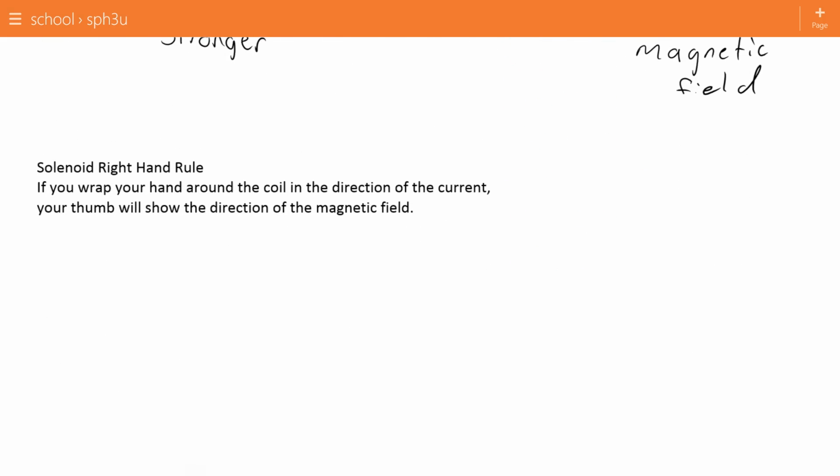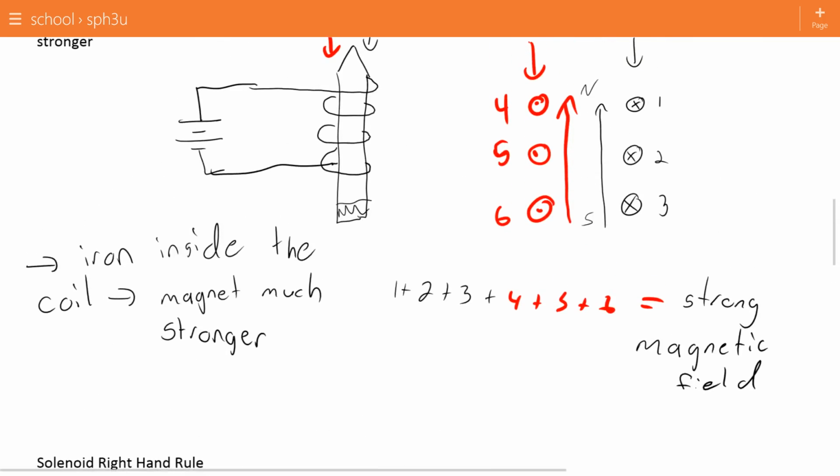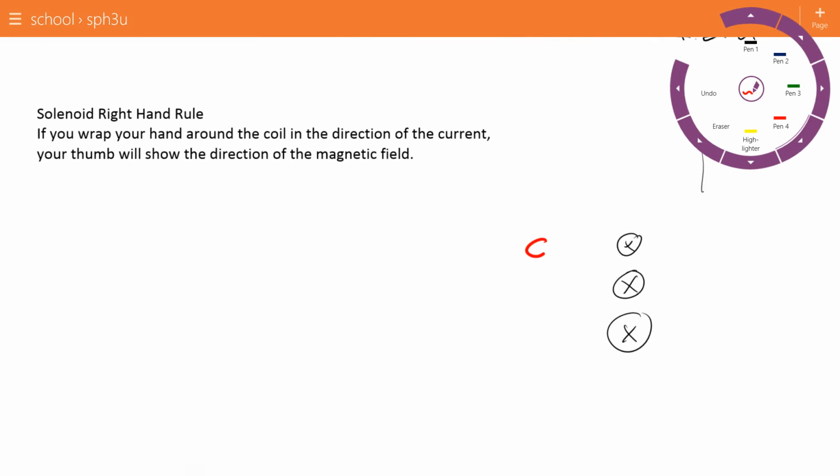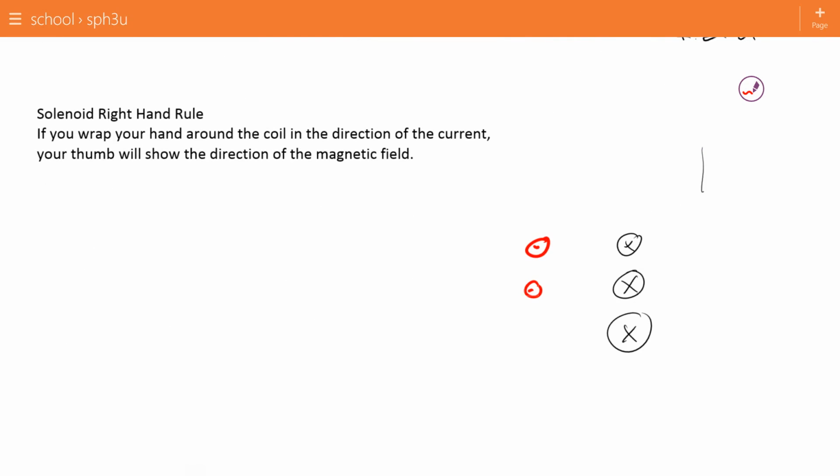Right-hand rule for solenoids. You don't actually need this. You can use the old right-hand rule if you're feeling very comfortable with it. But if you go back up to that solenoid that we had up here, I'm just going to redraw it down here so we can work with it again. There's our left-hand side, here's our right-hand side. Then there is a simplified way of determining the magnetic field inside that coil.